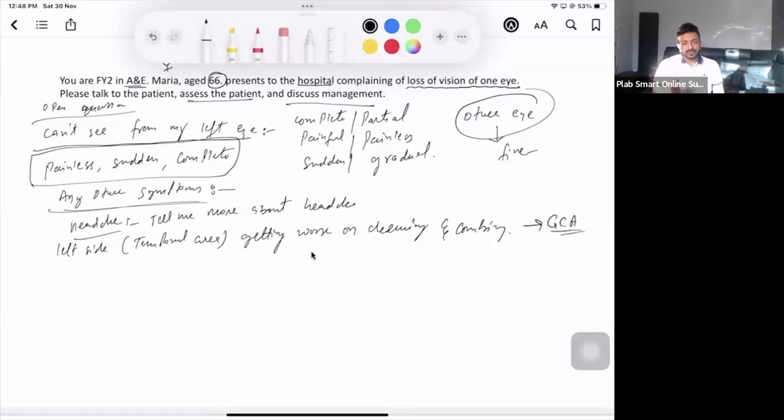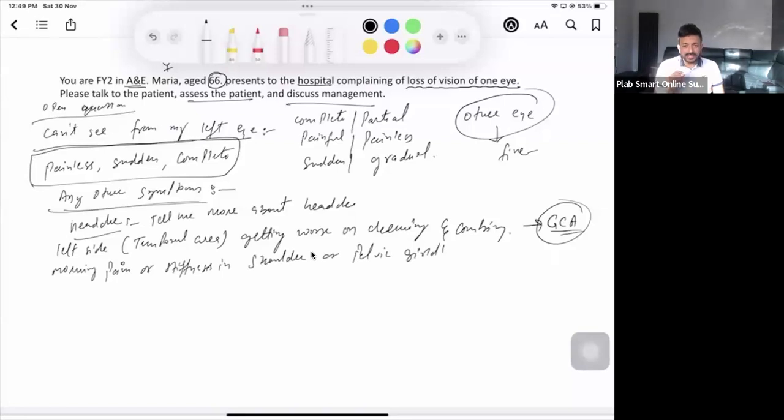So now you understood it's an emergency. You have to be very quick with your history. Don't waste time. You can ask, because we know giant cell arthritis is an autoimmune condition, the patient is most probably prone to other autoimmune conditions as well. Which autoimmune condition am I talking about? Polymyalgia rheumatica. So ask the patient if they have morning pain or stiffness in the shoulder or pelvic girdle.